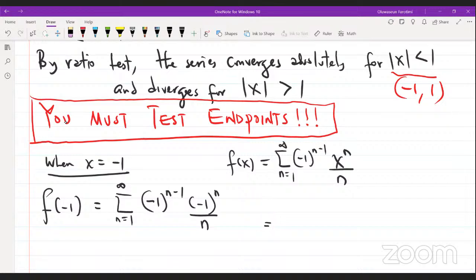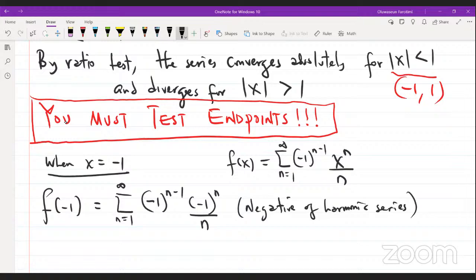Okay. Now, let me remind you guys. Do you remember that we talked about the negative of harmonic series? This guy is just the negative of harmonic series. You can see that from 11.4 when we did the alternating series test.